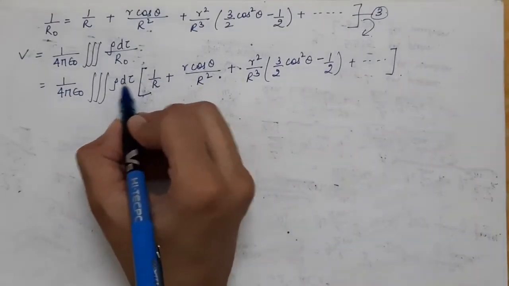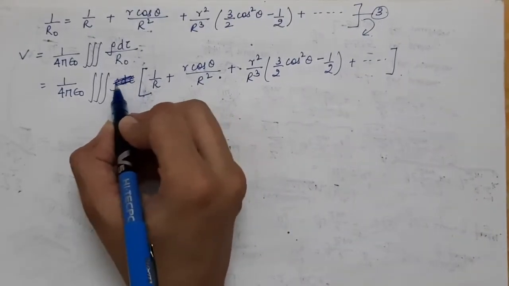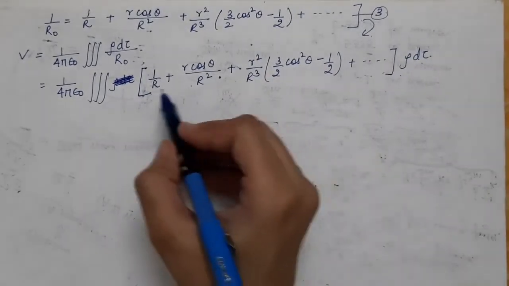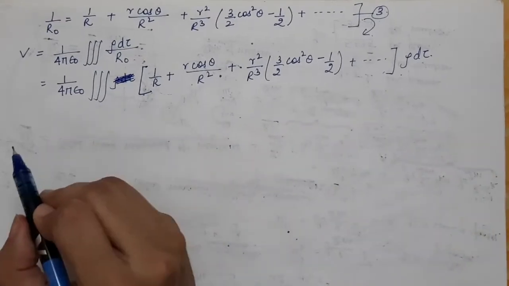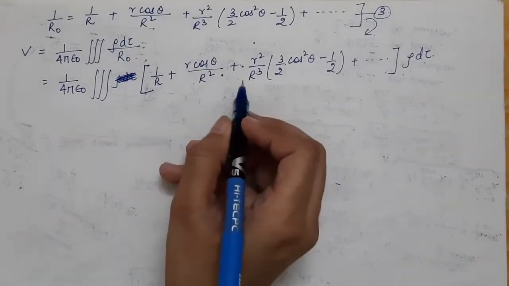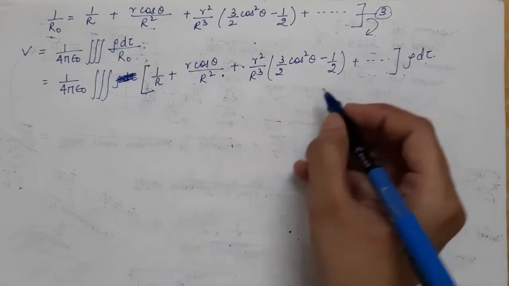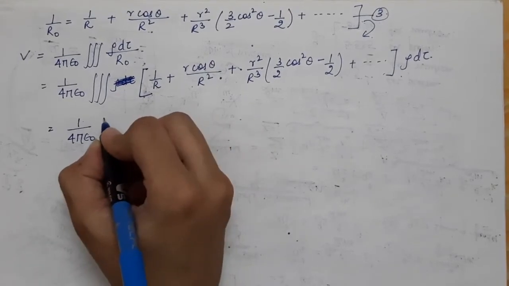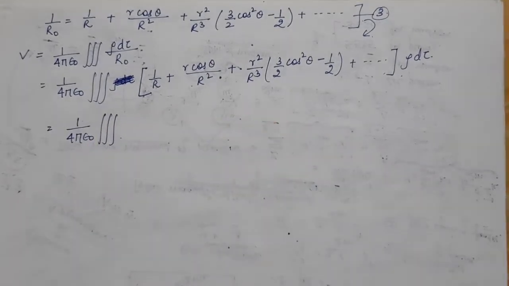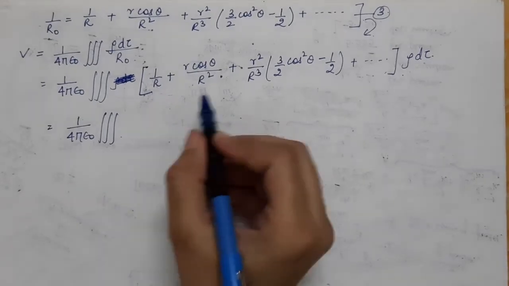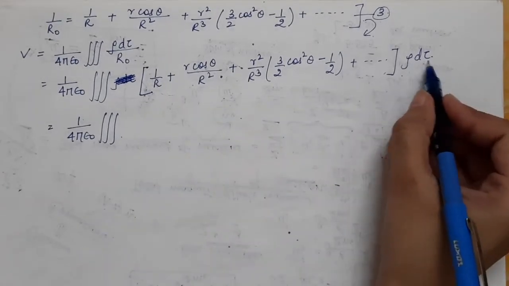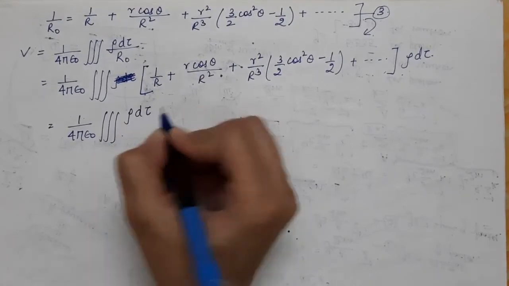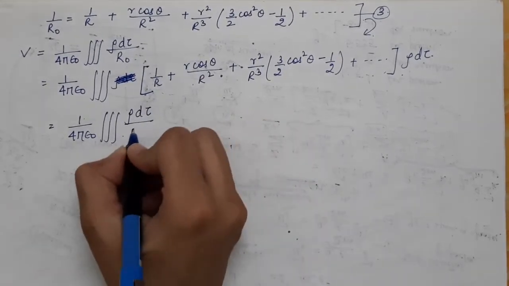So you can simply write rho d tau after this bracket, which means that this whole term is included within this integration. So this is the whole expression. Now we will simplify more. This can be written as 1 by 4 pi epsilon naught. Now we will expand in terms of single terms, that is, we will take rho d tau inside the bracket. So the first term is rho d tau times 1 by capital R.